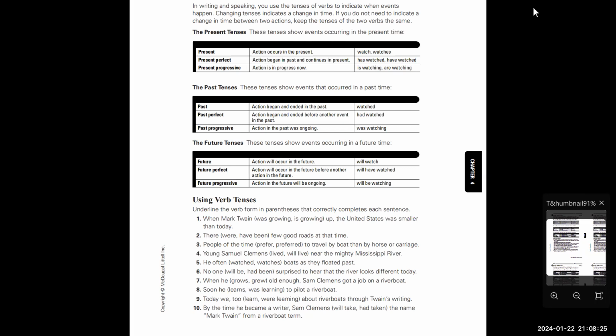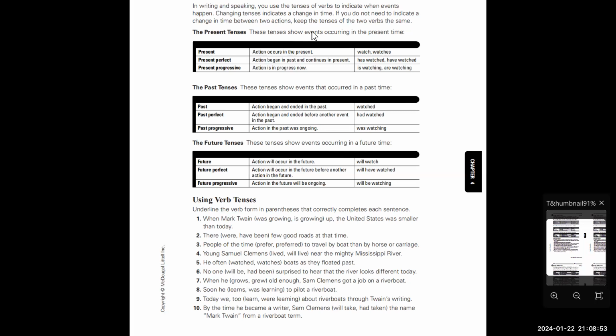So number one. Underline the verb form in the parentheses that correctly completes each sentence. So there's no clue. Not like before, where it says past perfect, present perfect. There's nothing like that. So you have to really think and maybe explain a little if you can. If not, then that's fine. Okay? Number one.